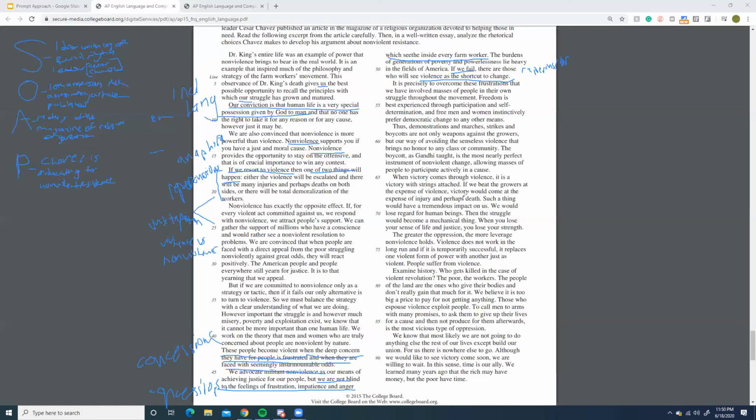I'm kind of struggling to find something. I'm not gonna lie. I guess this would be another repercussion. He's saying what happens if they have a victory with quote unquote strings attached or the result of violence. The greater the impression, the more leverage non-violence holds. Violence does not work in the long run.